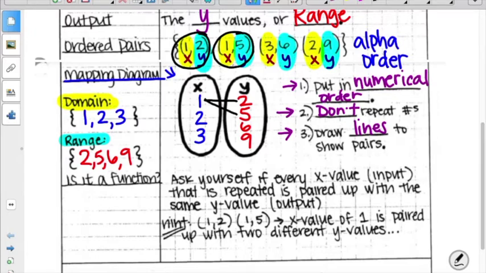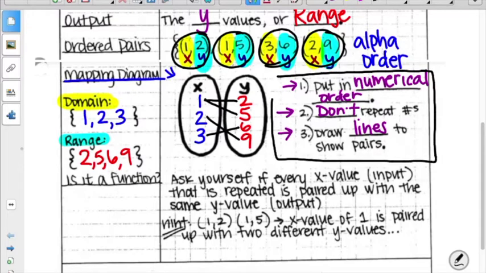Our next ordered pair is 3, 6. So I'm going to draw a line from the 3 to the 6. And the last ordered pair is 2, 9. So I'm going to draw a line from the 2 to the 9. That is a mapping diagram. Don't forget the steps right here, so you can recreate one.